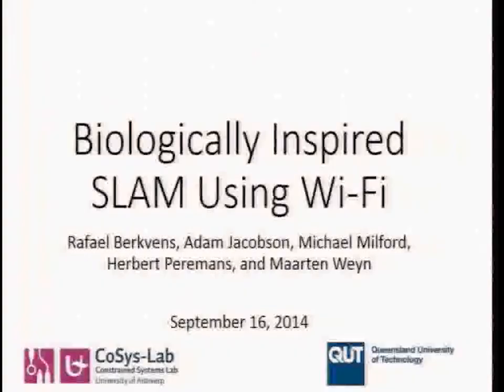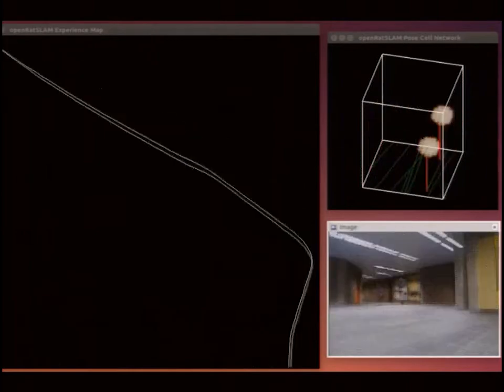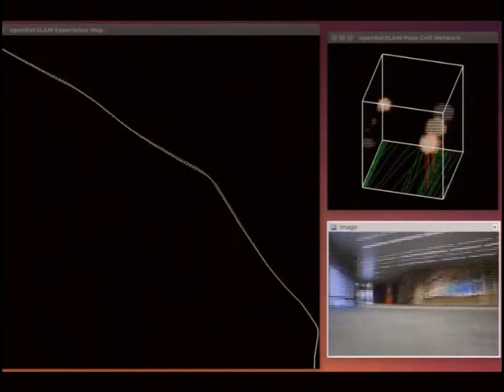Hi, I'm Rev Birkvens, and I want to tell you about the research we've done on biologically inspired SLAM using Wi-Fi. We replaced the camera images used in RatSLAM with Wi-Fi fingerprints and a compass. Additionally, we created a sensor fusion system with Wi-Fi and camera, and tested it in a situation where both sensors are complementary. Here, you see RatSLAM using Wi-Fi and compass in action.